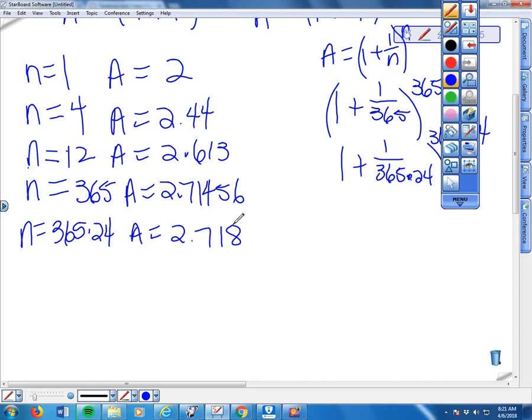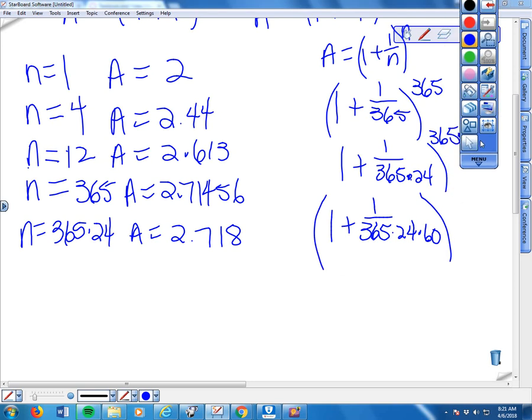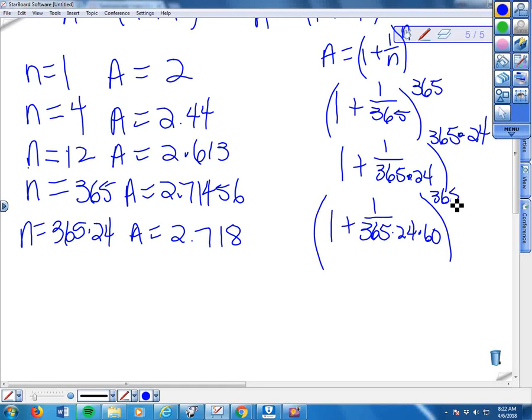What about minute? Every minute. So that would be 1 plus 1 over 365 times 24 times 60, right? Raised to the 365 times 24 times 60. What do you get there? Same thing as the last one? Maybe give me a couple more decimal points.